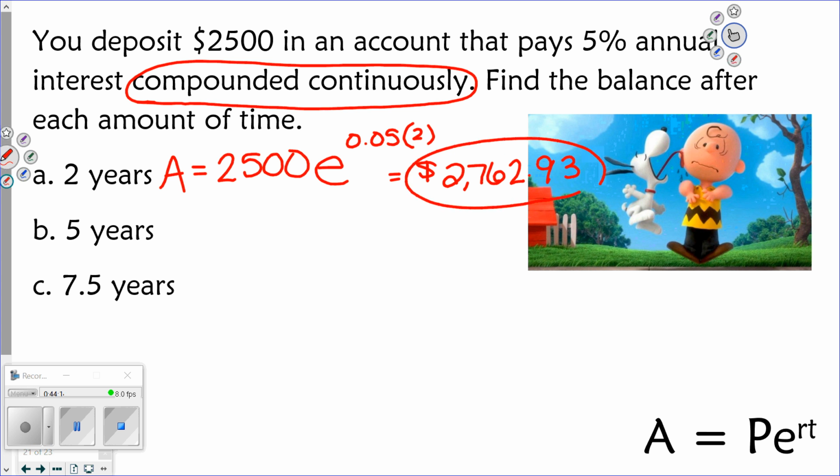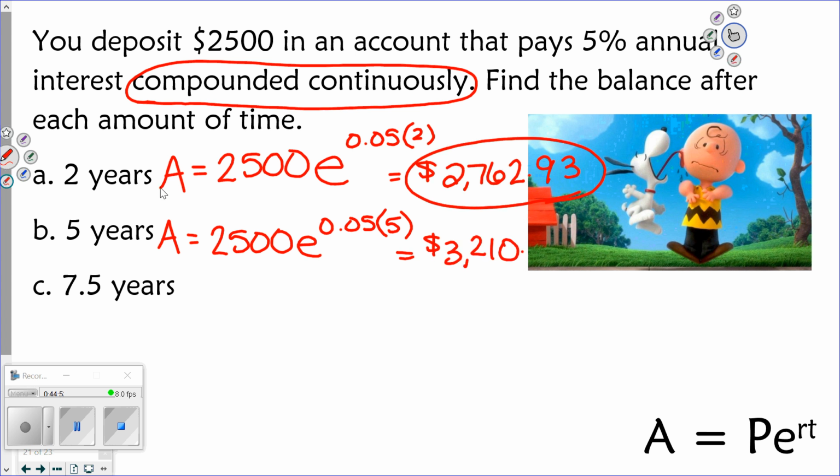$2,762.93. Round that to the nearest cent. Anyone not able to figure out the calculator? Okay. So if I do this for 5 years, same idea. 2,500 E, my rate is still 0.05, and my time now is 5. If you're good with the calculator, just bring up that same equation again, arrow back over, and change the 2 to a 5. That's what I would do. $3,210.06.